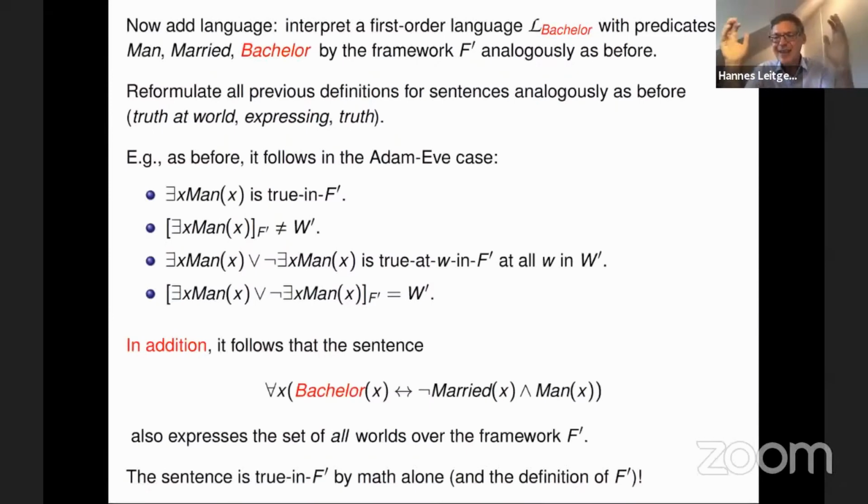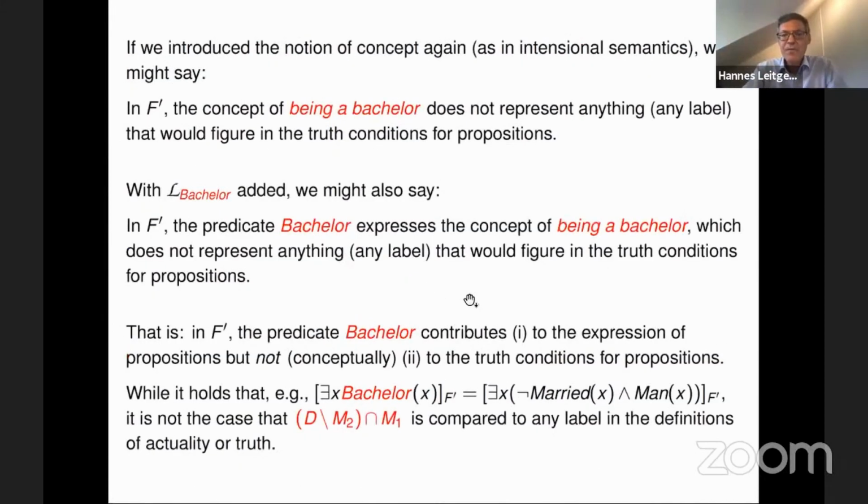And since the set of all worlds in the framework was true by math alone and the way I set up the framework, the corresponding sentence is true in the framework by math alone and the definition of the framework. Now, if we introduce the notion of a concept again as intentional semantics, we can say in that new framework, the concept of being a bachelor doesn't represent anything that would figure in the truth conditions for propositions. The reason is I don't compare the B component with anything in the labeling structure. With the predicate bachelor being added, you might say that the predicate X is a bachelor expresses the concept of being a bachelor, which does not represent any label that would figure in the truth condition for propositions.